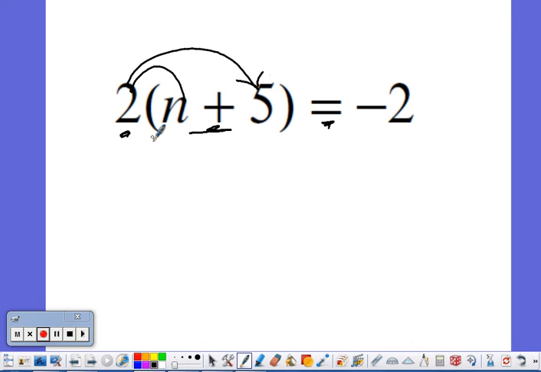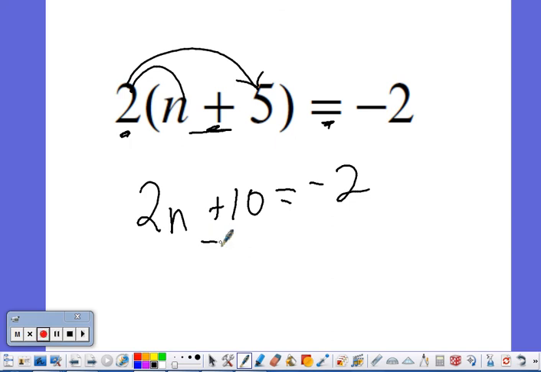So 2 times n is 2n. 2 times positive 5 is positive 10. Is equal to negative 2. Now we have a two-step equation. So now, first thing, SADMIT says that I need to worry about addition or subtraction first.